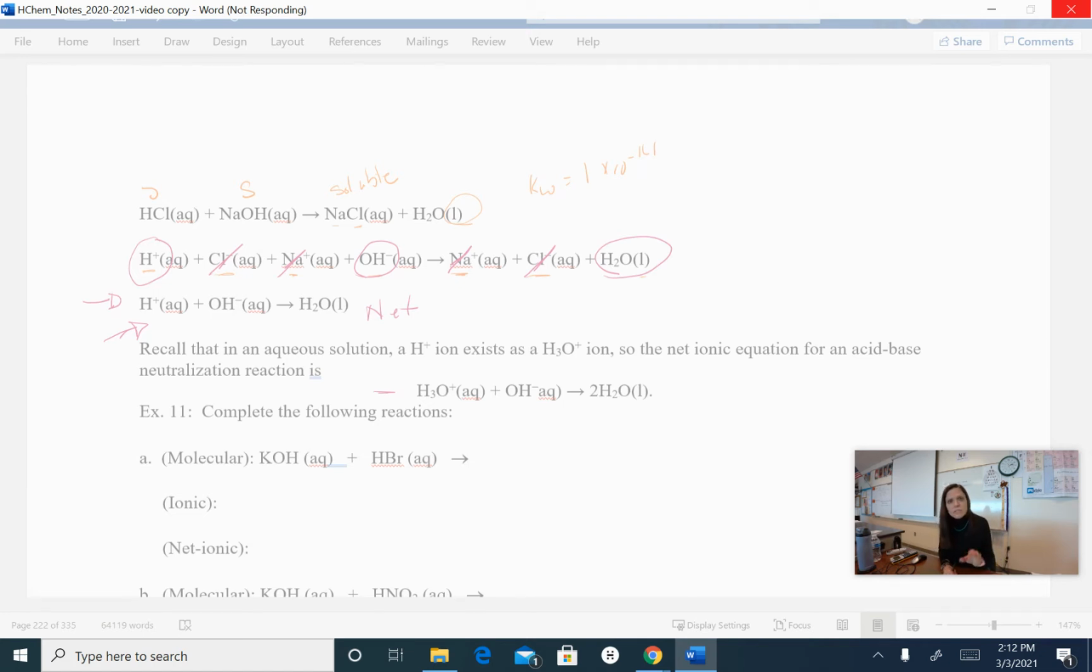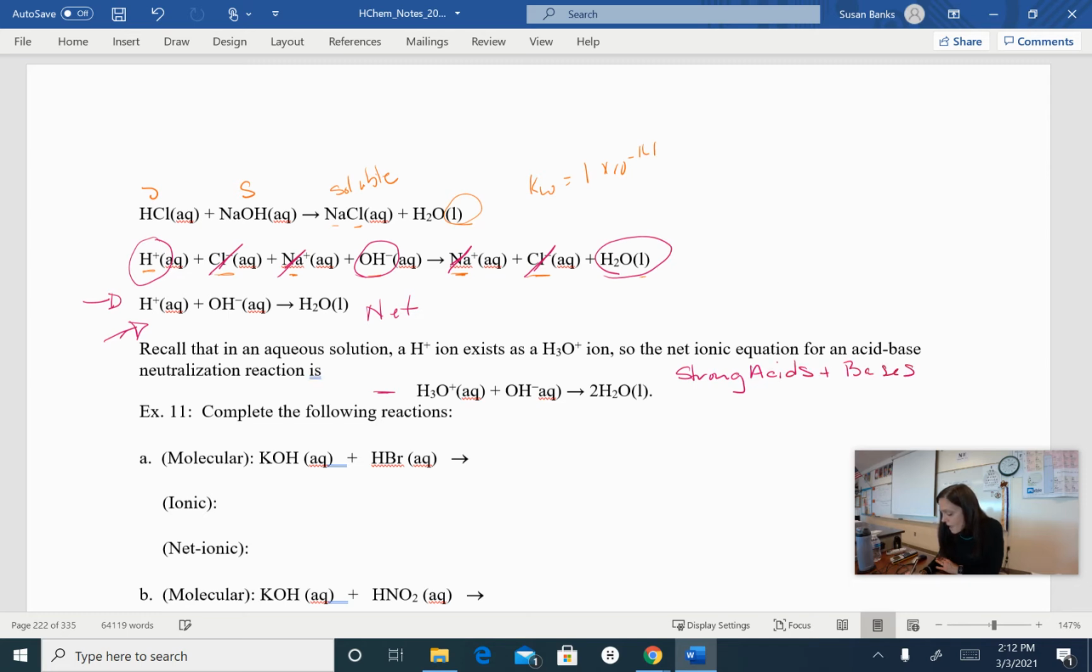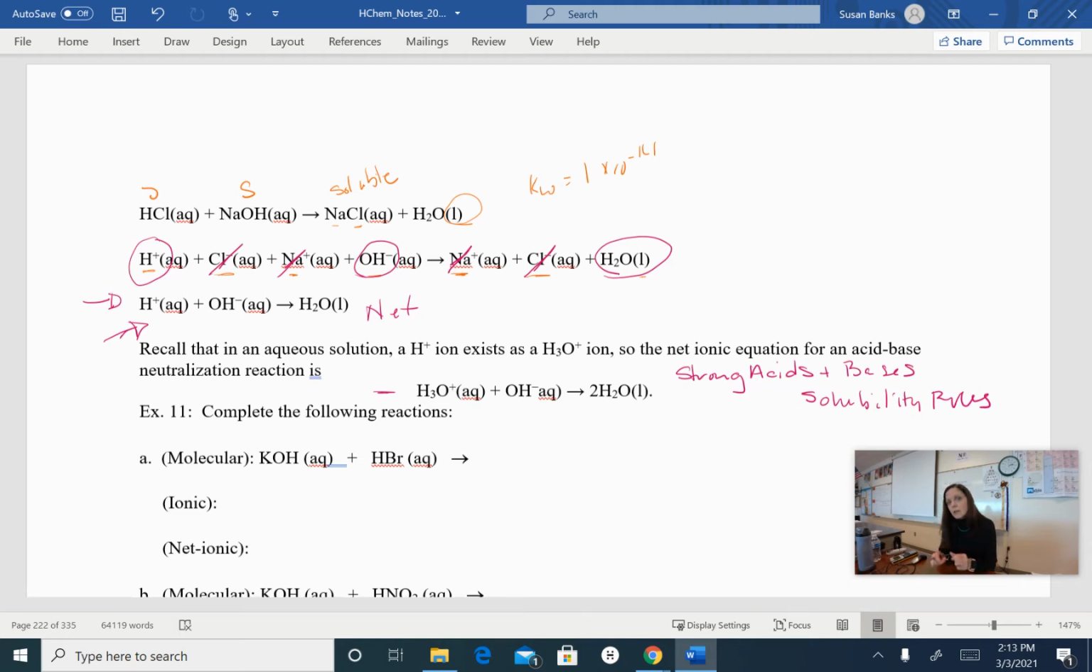So let's complete the following reactions. In order to complete them, we need to remember a few things. We need to remember our strong versus our weak acids and bases, and we also need to remember our solubility rules. If you need to tab those pages where those are listed, go right ahead, take a minute to tab those so that you can flip back and forth. We're going to just start in on this.